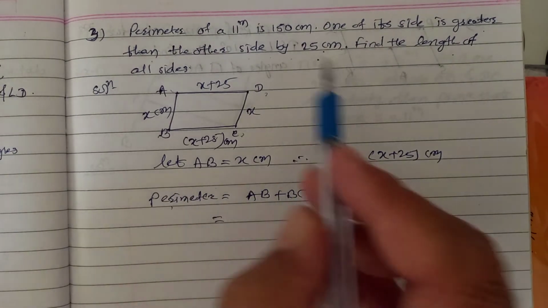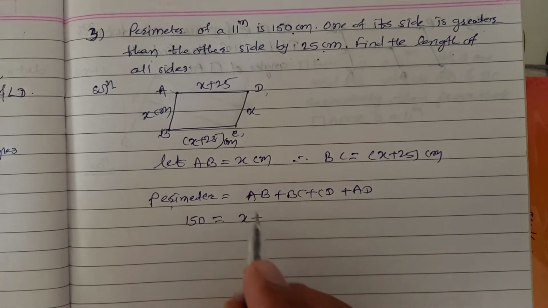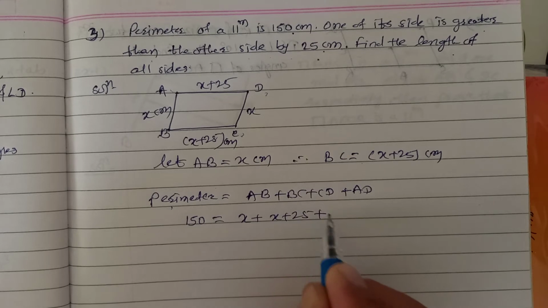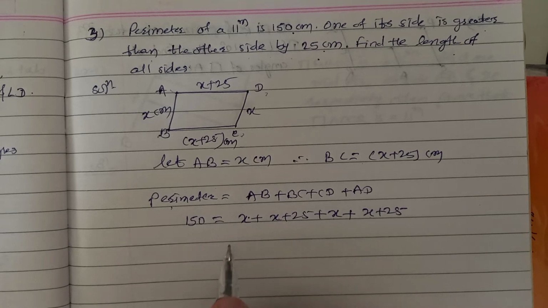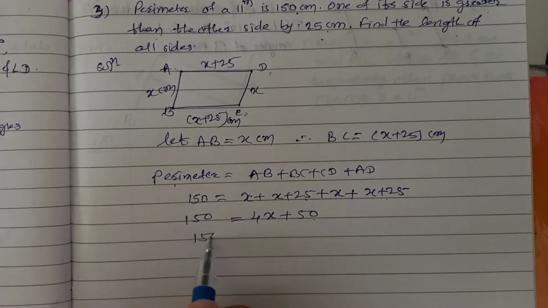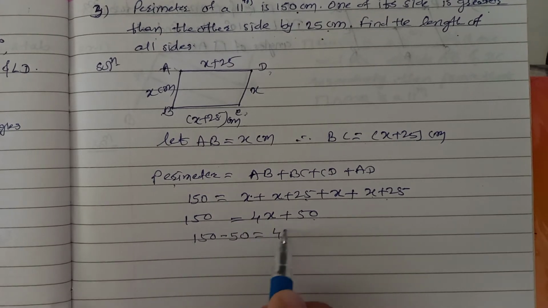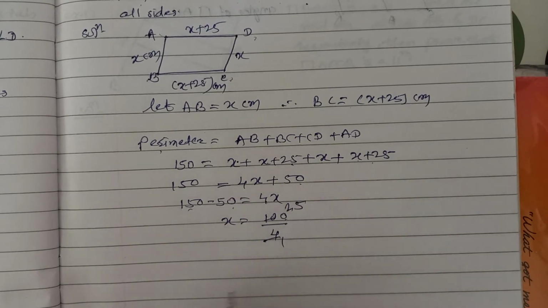Put the value. Perimeter is given. Perimeter is what? 150. Put that value. AB is x. BC x plus 25. CD x. Again x plus 25. So it is 4x. 25 plus 25, 50. Okay, this 50 is plus, when it comes to the left side, minus. So here we can say subtraction is 100. This 4 is multiplied, it comes to the left side, divide. 4 ones are 4, 4 twos are 8. 2 remain, 20, 4 fives are 20. X is equal to 25.